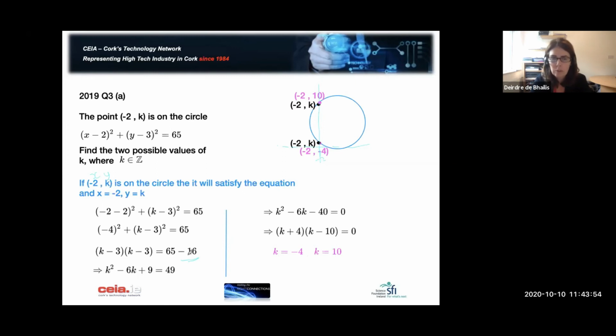We were looking for two possible values of k. We're told that k is a member of z, which means that's a valid answer and that's a valid answer. If we had been told that k was a member of n, the natural numbers, we would be discounting k equal to minus 4, because negative numbers are not part of the natural numbers. If we had found a value of k equal to 3.5, it wouldn't be part of z. It's just a thing to keep note of. But it is valid because minus 4 and 10 belong to z.